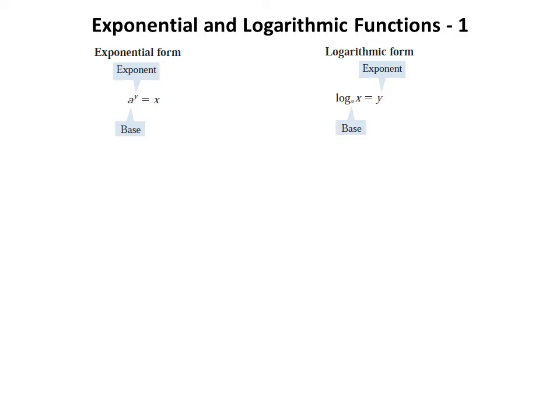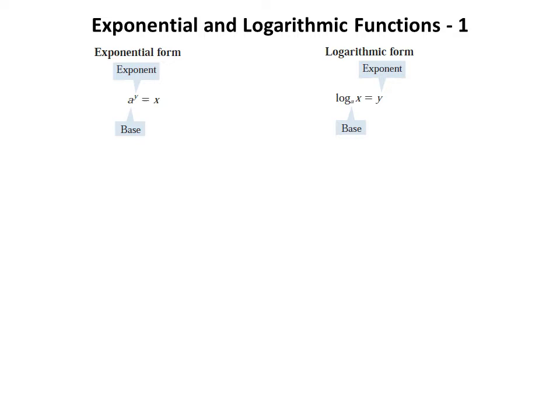Let's recall that a number a, which is multiplied by itself y times, can be represented in index notation as shown on the display. Here a is called the base, y is called the index or exponent or logarithm. x is called the base numeral or argument in some cases, while in logarithmic form, y is equal to logarithm base a of x.